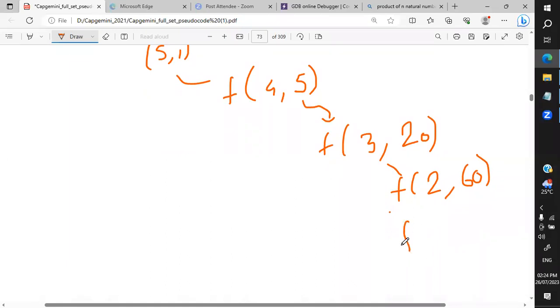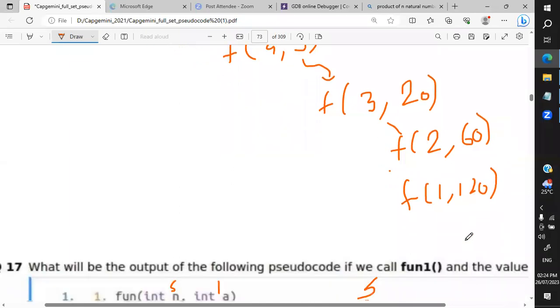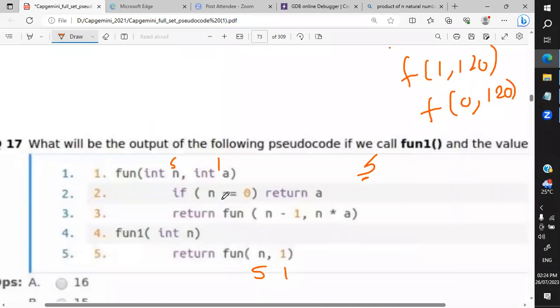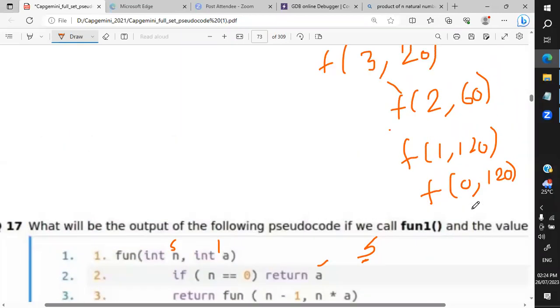It will call the function with f of 1 comma 120. For 1 comma 120, what will happen? It will again call the function with f of 0 comma 120 into 1, which is nothing but 120. For f of 0 comma 120, what will happen? Now see, n equal to 0. True. It returns what? A. What is the a value now? 120.